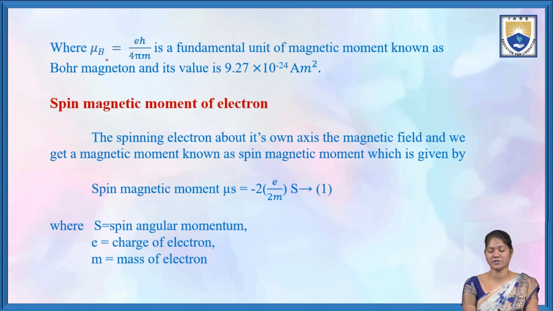Here, mu b is equal to e h by 4 pi m, and this is called the Bohr magneton.